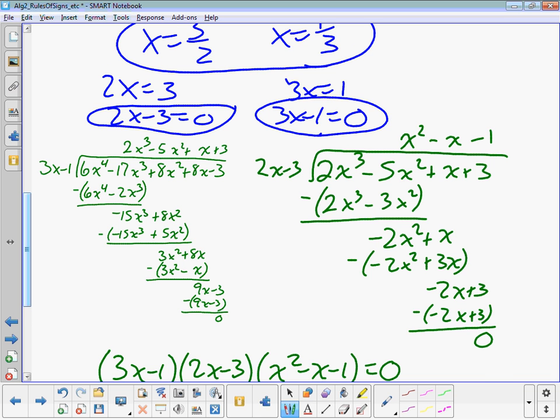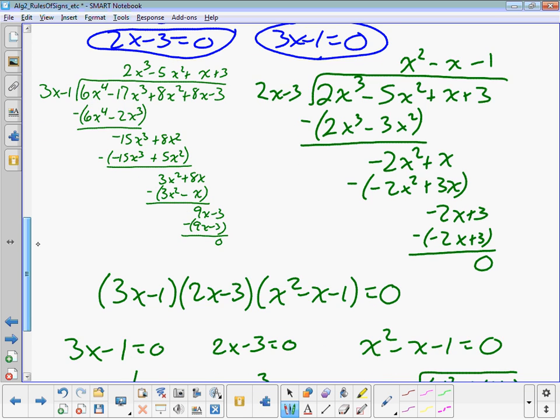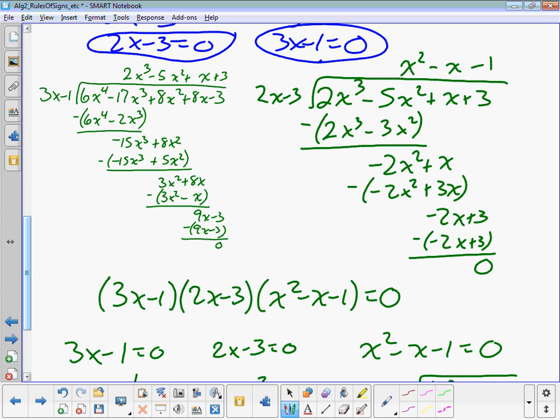So that meant that 3x minus 1 times 2x minus 3 times x squared minus x minus 1, all those multiplied together, had to give me the 0, because that's what I was looking for. Which means that each one of those would have to equal 0. So the 3x minus 1 would have to equal 0, the 2x minus 3 had to equal 0, and the x squared minus x minus 1 had to equal 0.